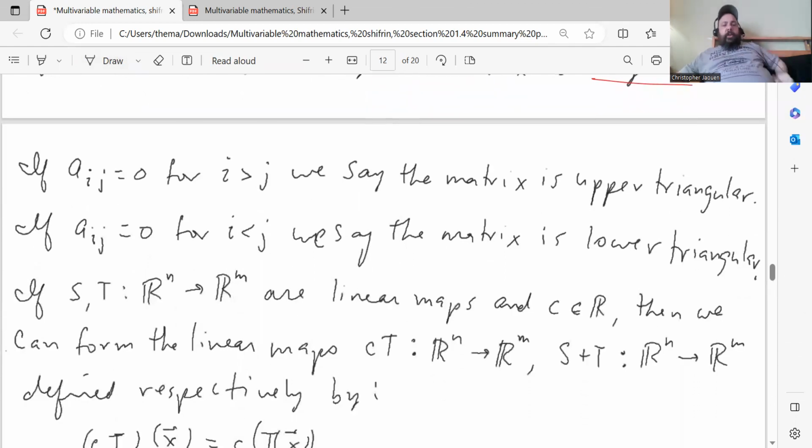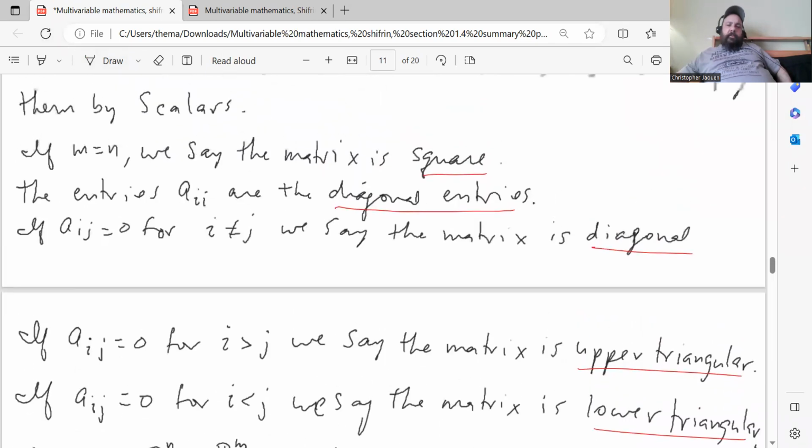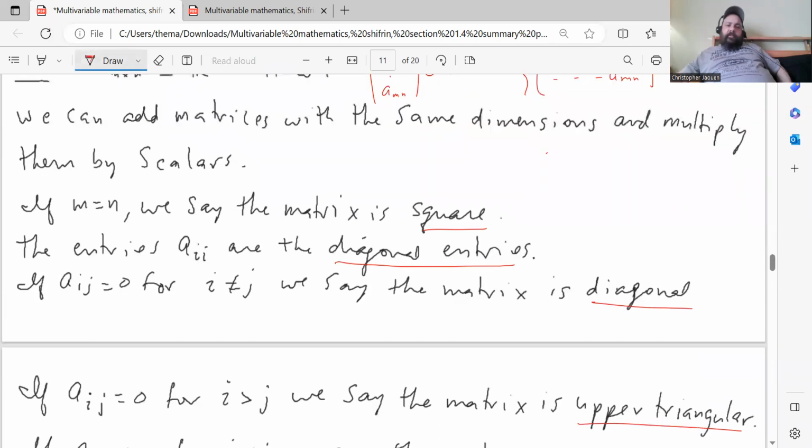If Aij equals 0 for i greater than j, then we say that the matrix is upper triangular. And if Aij equals 0 for i less than j, we say the matrix is lower triangular. Just to give you an example of an upper and lower triangular matrix: this matrix is upper triangular, whereas this matrix is lower triangular.